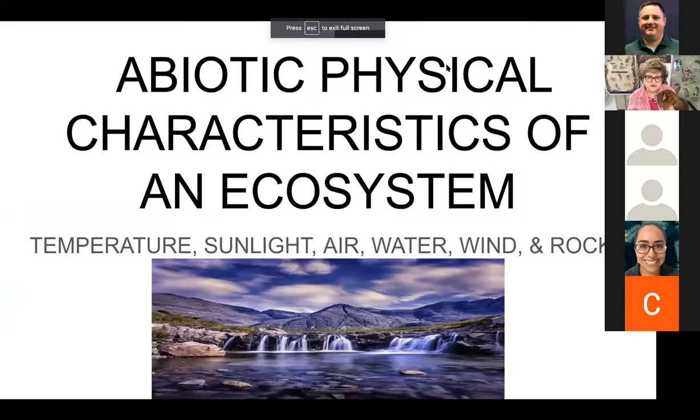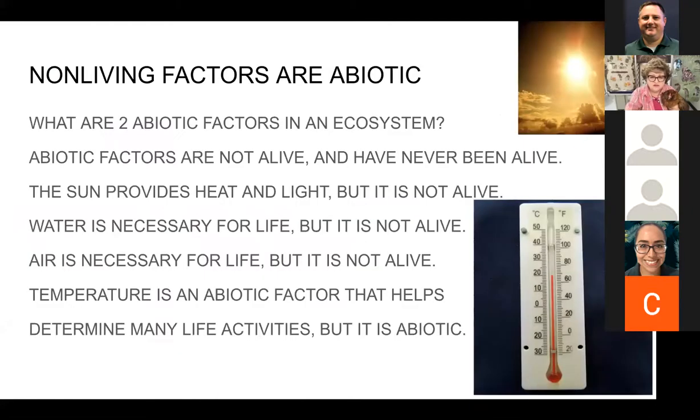And this is a very fancy way of saying non-living characteristics of an ecosystem. These are things like temperature, sunlight, air, water, wind, and rocks, just like the rocks that you saw that Lauren has to eat. Now, non-living factors are abiotic. That means they're without life. They're not alive and they've never been alive. So what are two abiotic factors in an ecosystem?